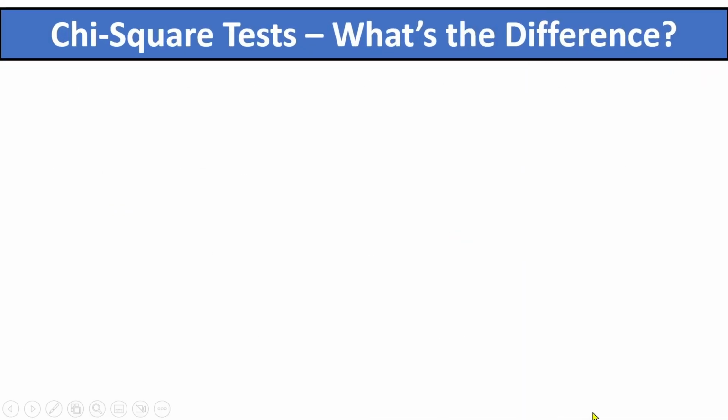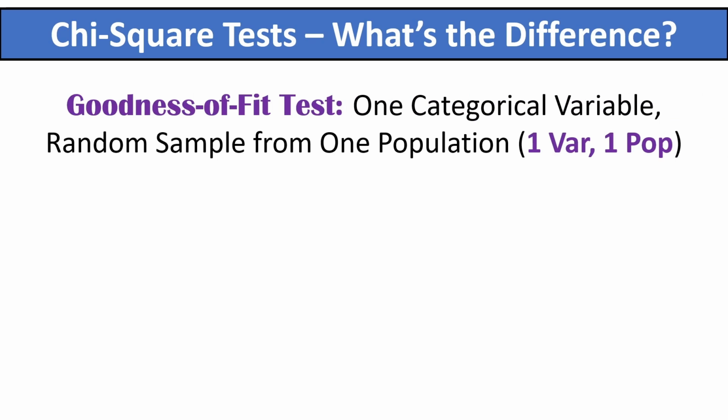And so finally, I want to give you a brief summary of what we talked about so far with chi-square tests. Of course, you're going to see lots more examples in class. But for now, 3 things to remember. First, for a goodness of fit test, you have one categorical variable and one population. So in a scenario, when you see there's only one categorical variable and only one population, it must be a goodness of fit test.